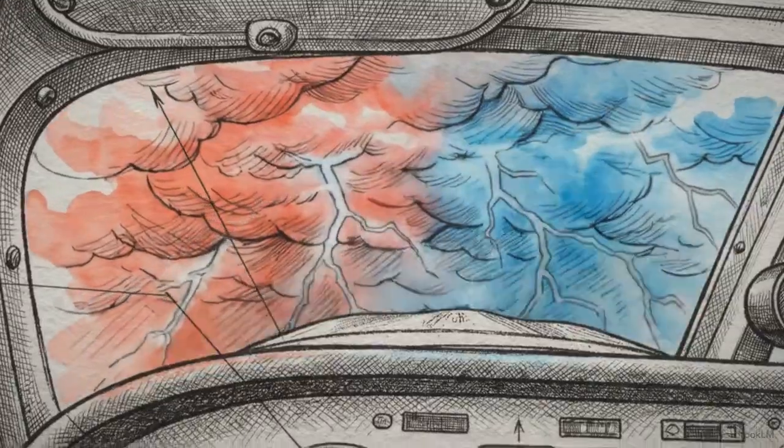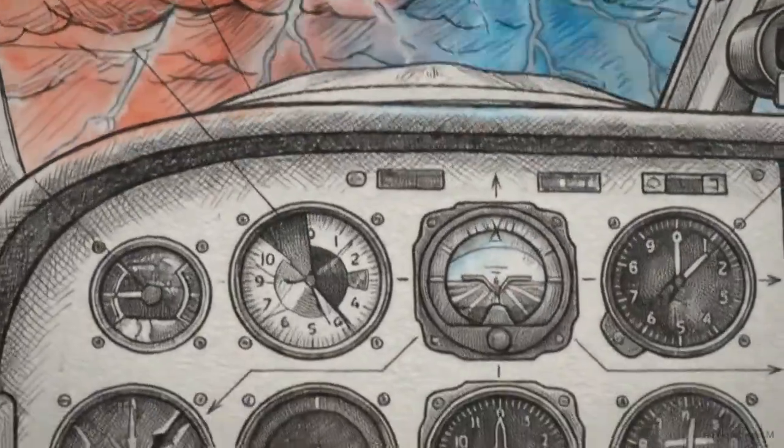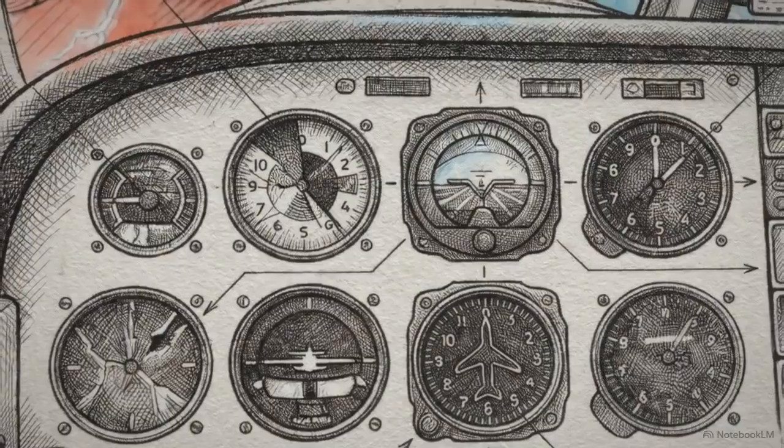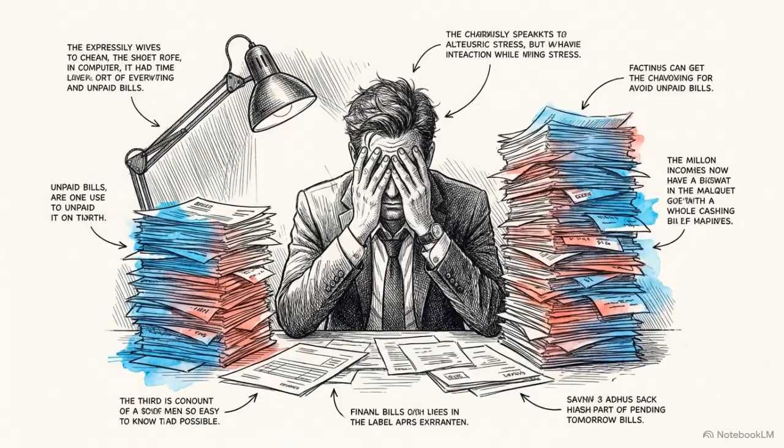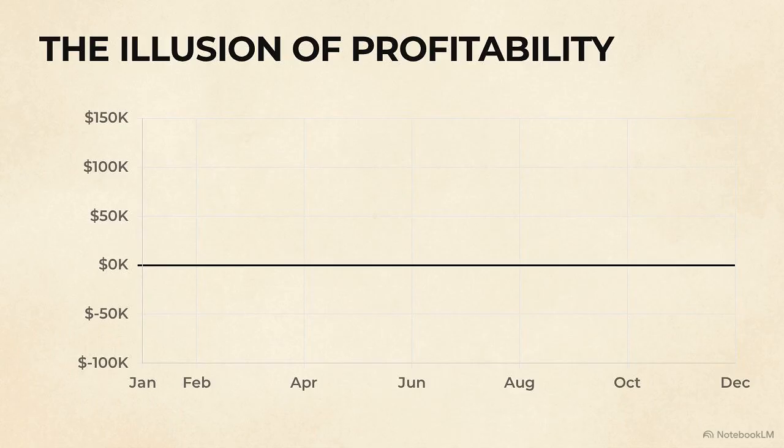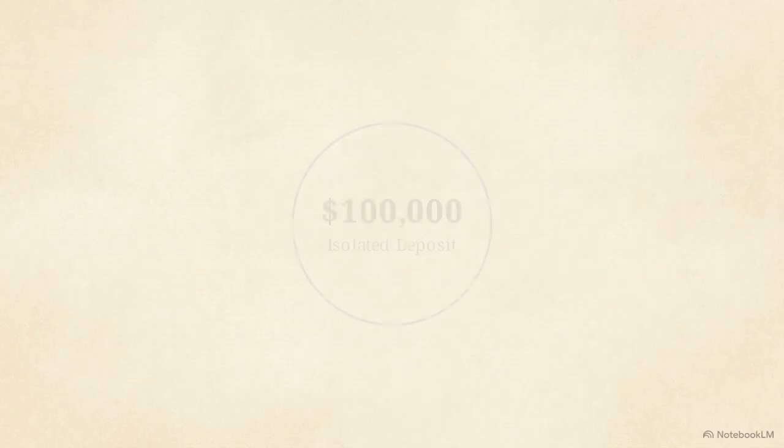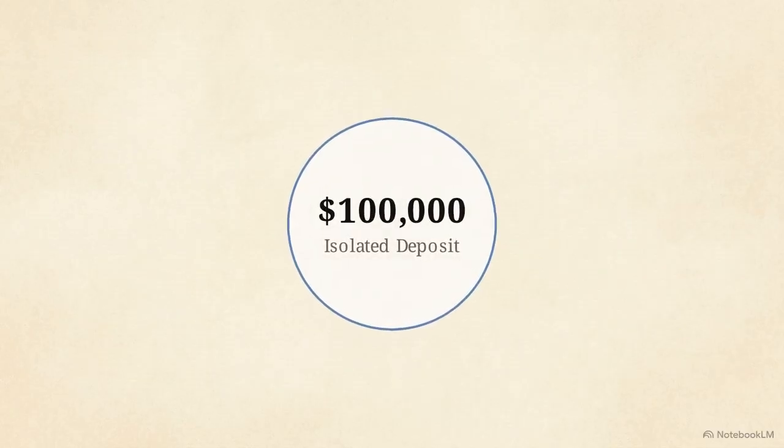Operating a business based purely on bottom-line deposits is like flying a plane through a storm with no instruments. Without capturing the underlying operational data, a business owner risks working themselves into bankruptcy, even while their bank account projects a temporary illusion of success. To find the truth, we have to look backward to the paper trail.